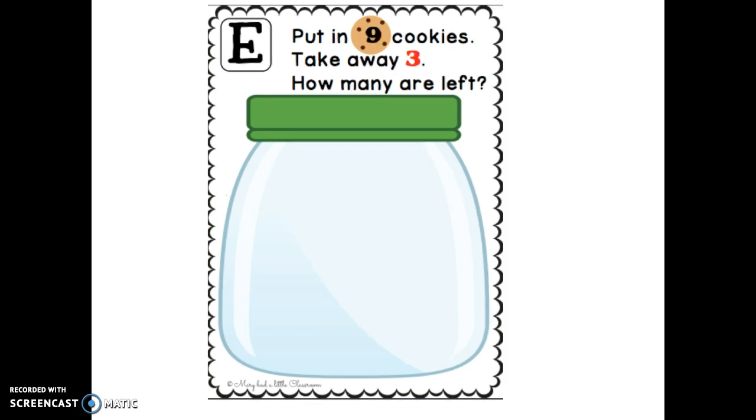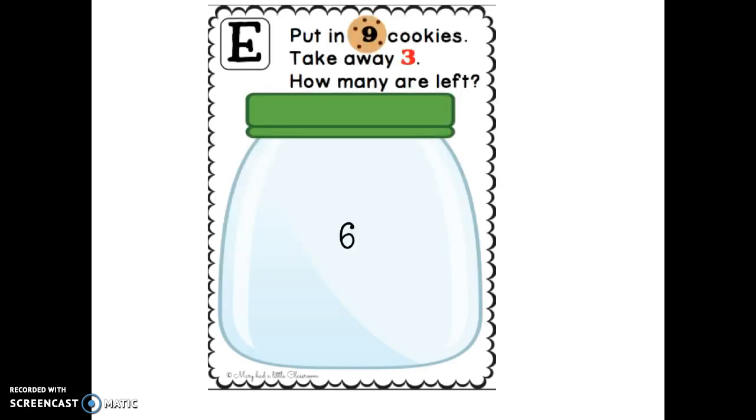Okay, we're on the last one. Make sure it's letter E. Put in 9 cookies. Take away 3. How many are left? Put in 9 cookies. Take away 3. How many are left? Please push pause to act that story out. The answer is 6. If you put in 9 cookies and take away 3, there are 6 cookies left.